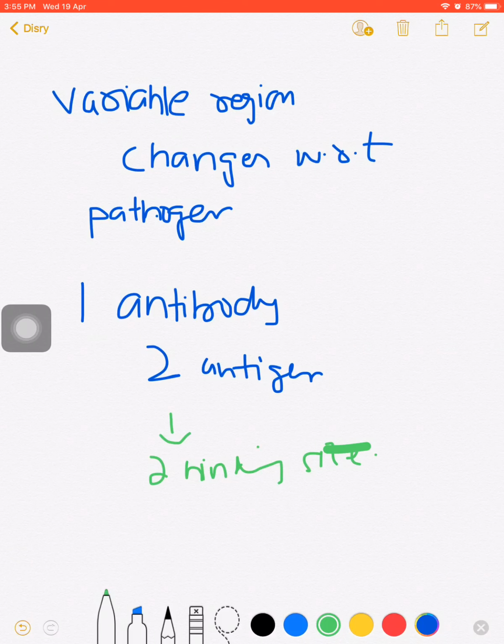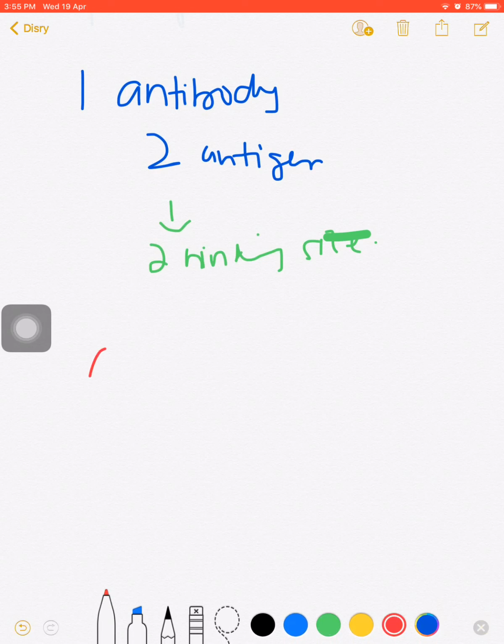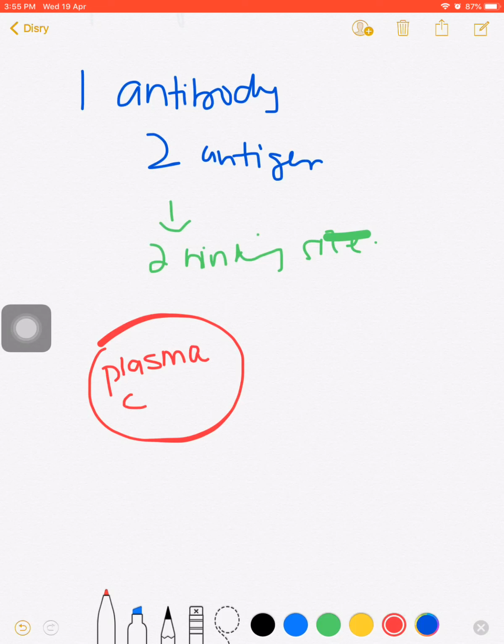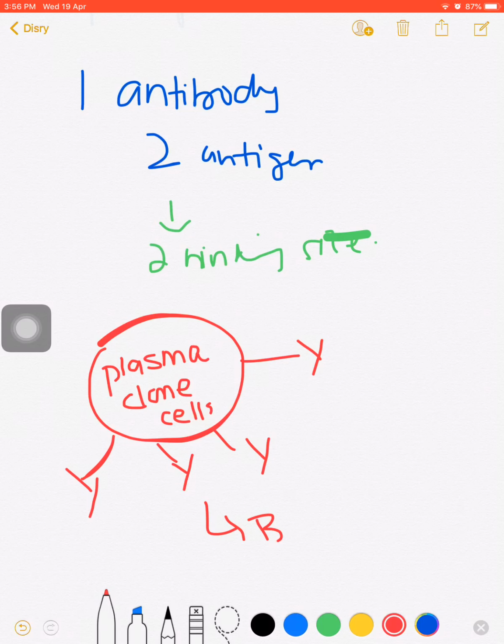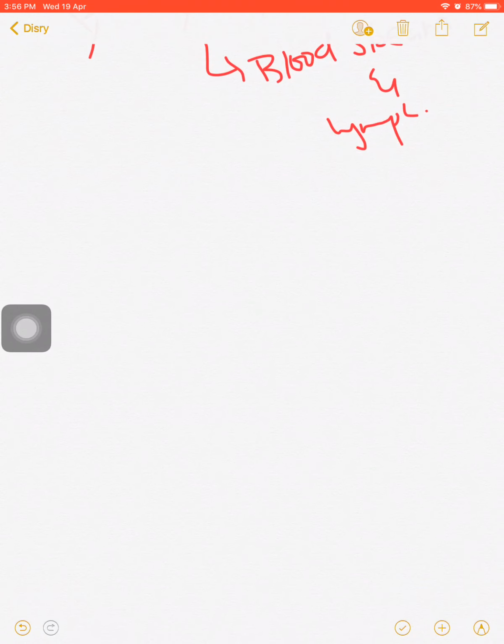Now let's talk about the antibodies. When these antibodies are made, the plasma clone cells make them. At the time of their birth, they are first attached to those cells, and after that they enter the bloodstream and live.